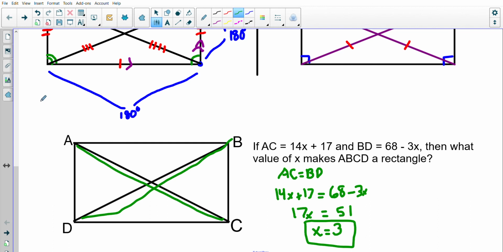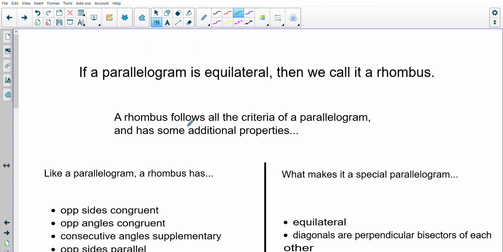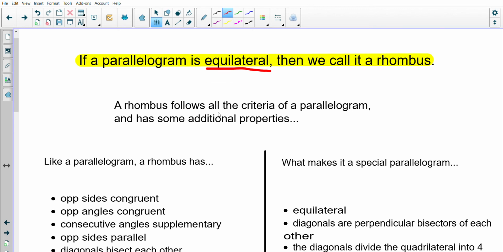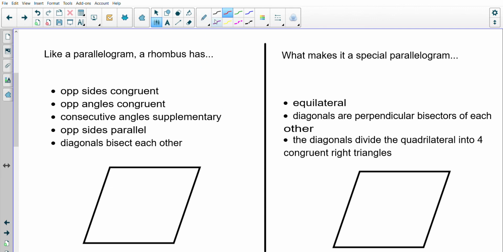Okay, so let's go ahead and start looking at some different figures that have all these properties of a parallelogram, but then have some other things as well. So we're going to review this again, right? If a parallelogram is equilateral, this is the thing you can highlight or put stars next to, meaning that all sides have the same measure, then we're going to call it a rhombus. So a rhombus follows all the criteria of a parallelogram, and it has some additional properties. Like a parallelogram, all these things are still true.